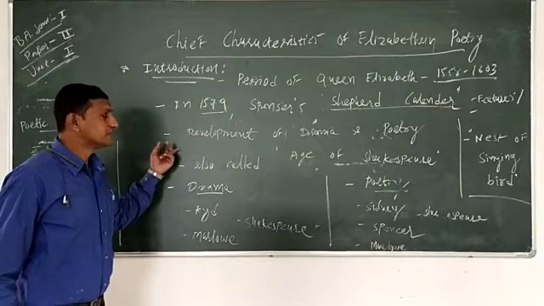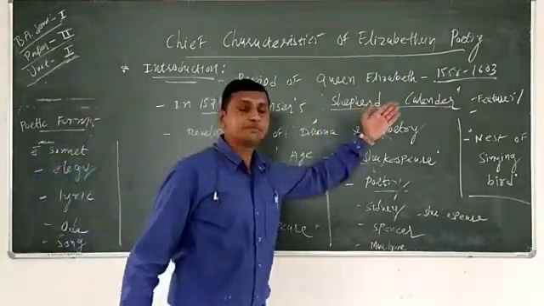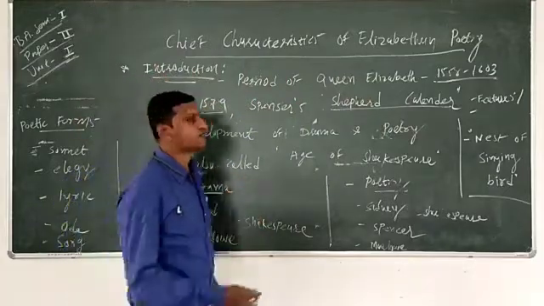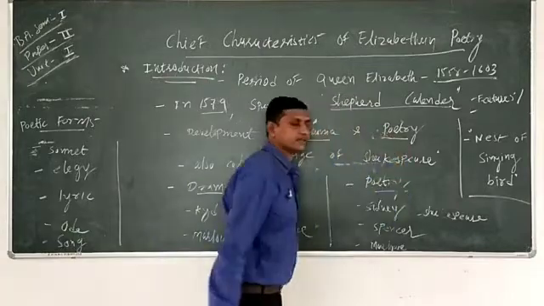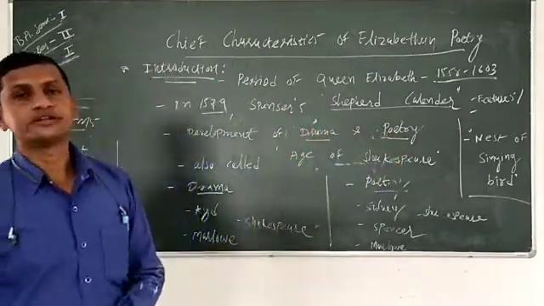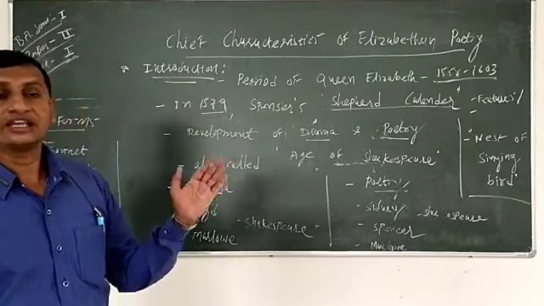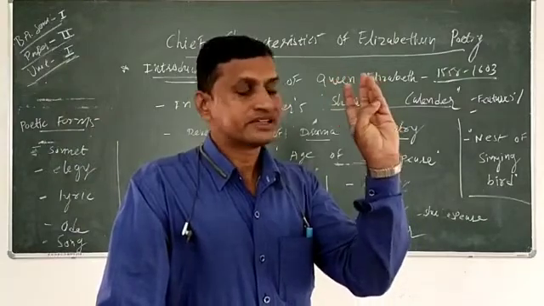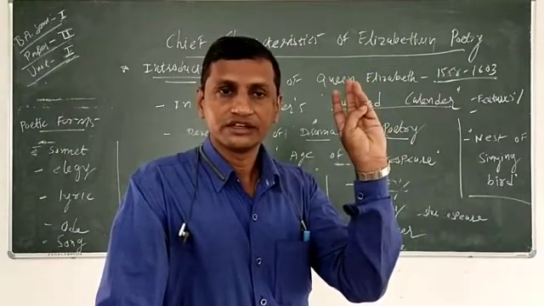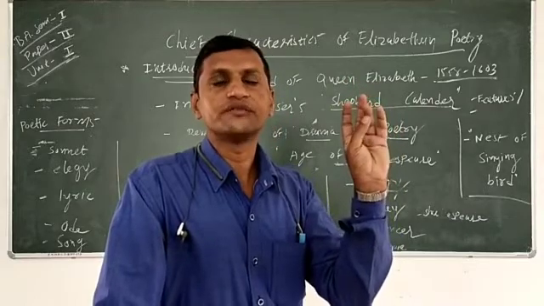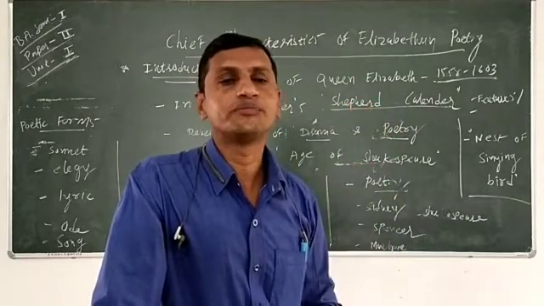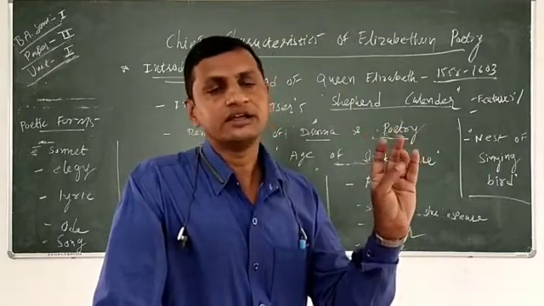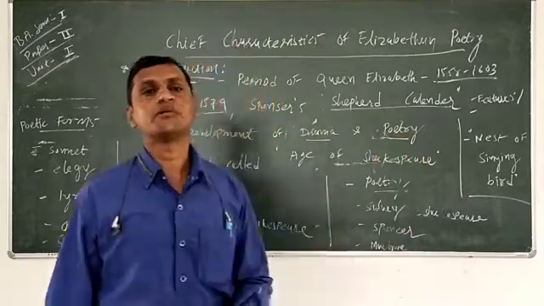And we can say that during the Elizabethan period of 1558 to 1603, the most important development was in the field of drama and poetry. In drama, we can categorize the forms: comedy, tragedy, problem play, and sometimes dark comedy. These are the forms of the drama.